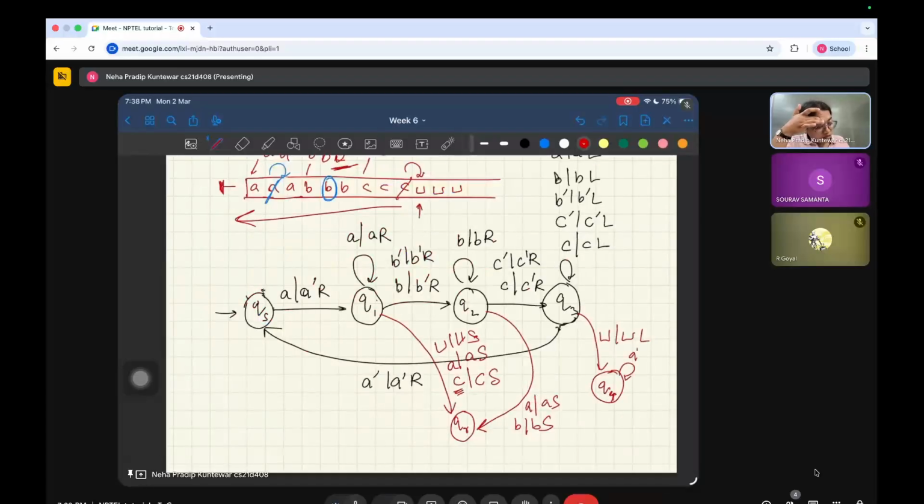If you see A's, just write an A, go to the left. You see B, just write a B, go to the B prime. And if you see C prime, write C prime and go to the left. But if you see any A, B, or C, then you should go to reject.